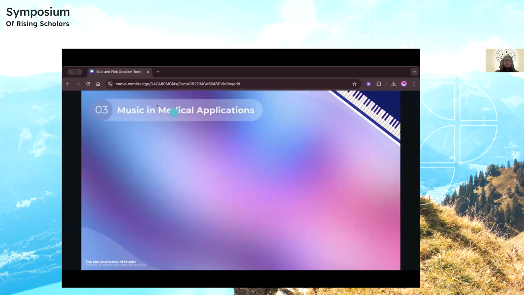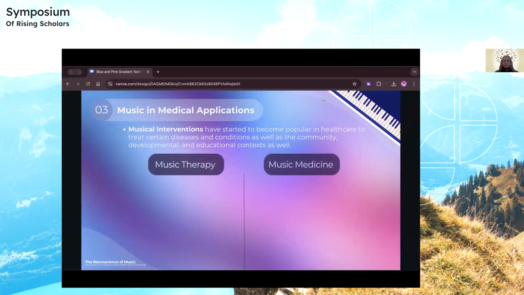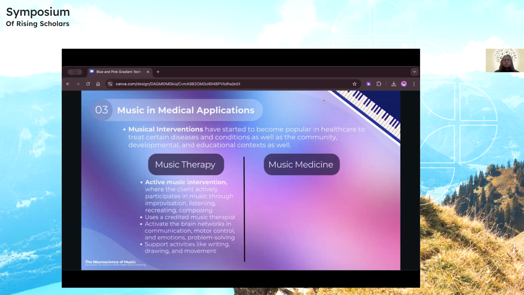Now, music perception I want to focus on because that really relates to music and medical applications. Musical interventions are being a lot more used in healthcare, and the main musical interventions include music therapy and music medicine. The difference between them lies, again, in participation in music. Music therapy is very active. The client is participating in music with improvising, listening, and composing. It requires a licensed music therapist, and it activates a lot of brain networks and communication and motor control.